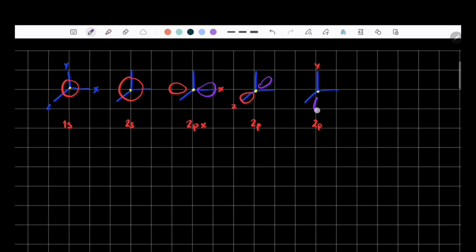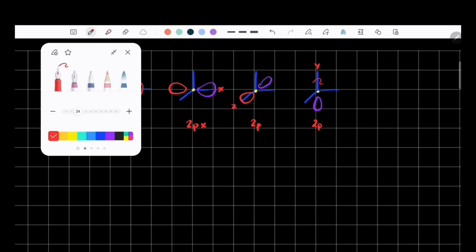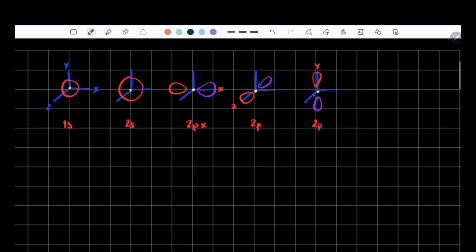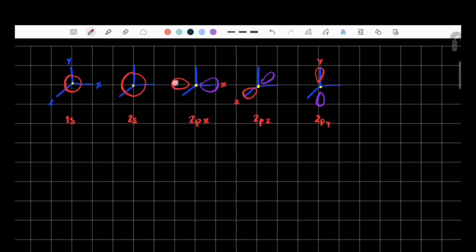And I'm also going to draw my Y-axis, or my Y orbital, which is protruding up and down into space. So this is our 2pz. And then this one here, this is our 2py. And I want to emphasize this again. This is the regions of probability where we're going to find an electron, okay?